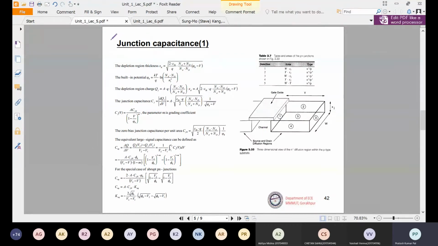So next we will see what is junction capacitance. So we will see this figure. This is the N plus diffusion region, either drain side or source side. We will see a similar structure, and this similar analysis will be for both sides.